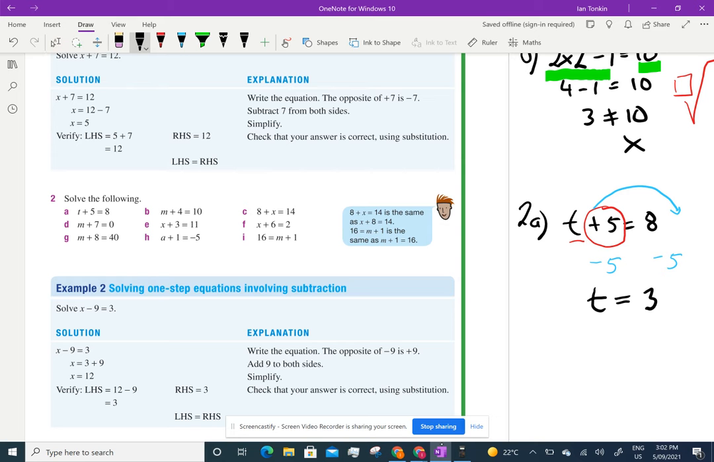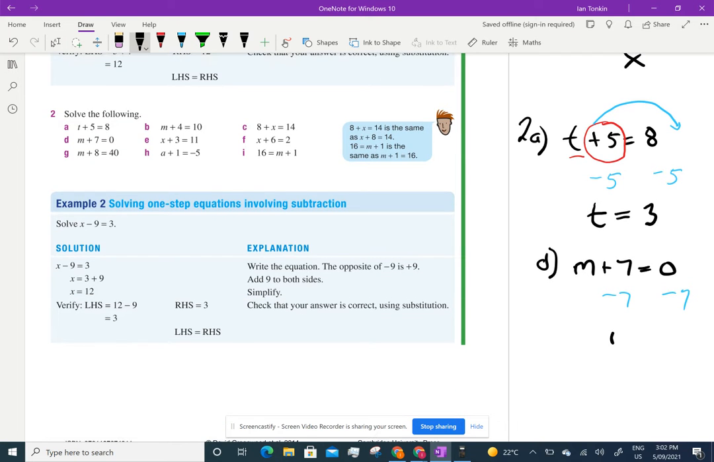And it doesn't matter even if there's nothing on the other side. Look at this one, m plus 7 equals 0. Now, you don't have to write minus 7 and minus 7 if you know what you're doing. You can just go straight to this. Well, if I minus that 7, 0 minus 7, negative 7. I'll try the last one, g.